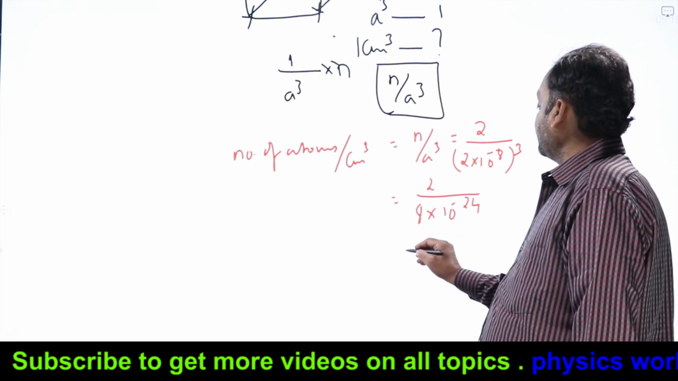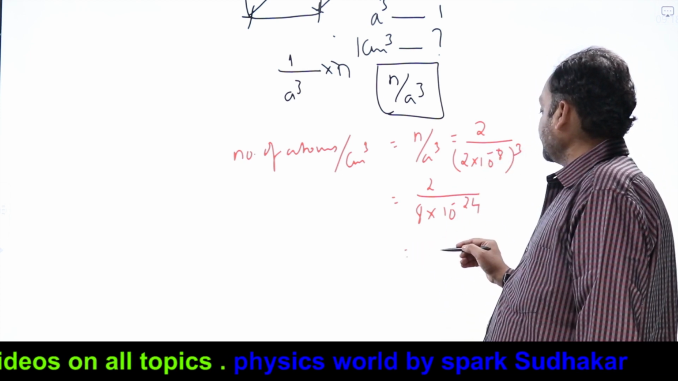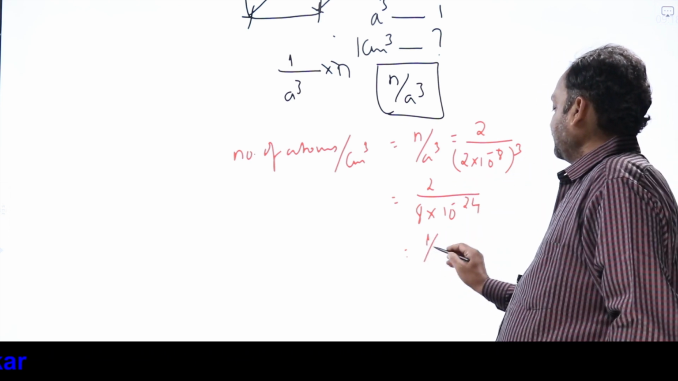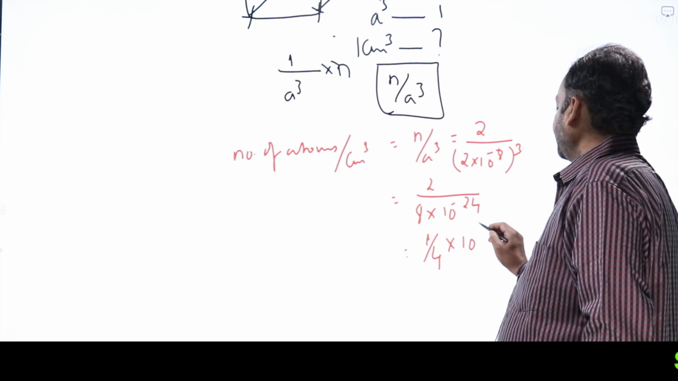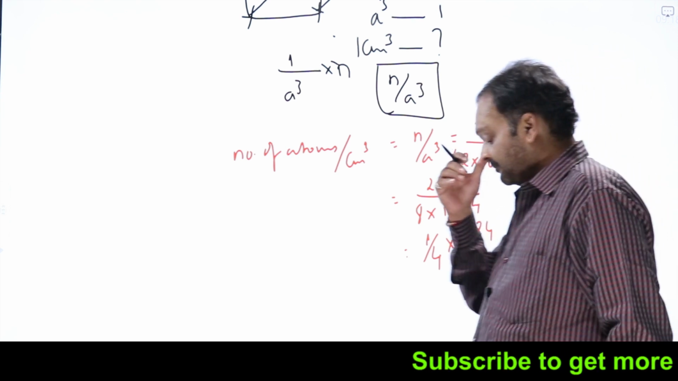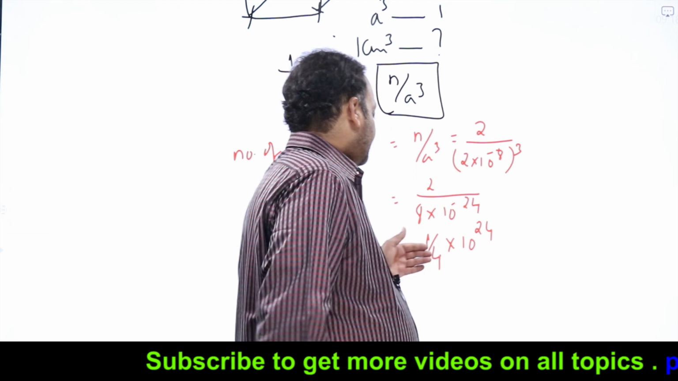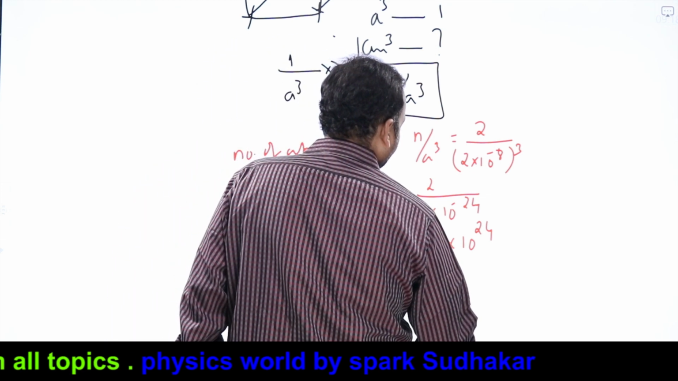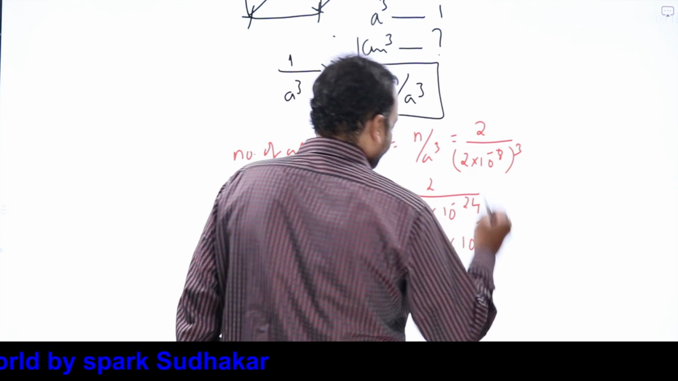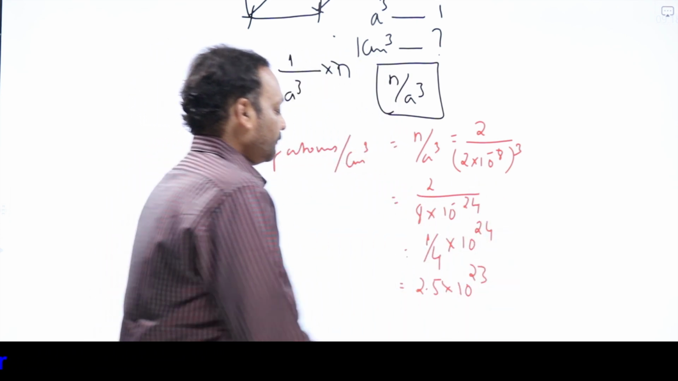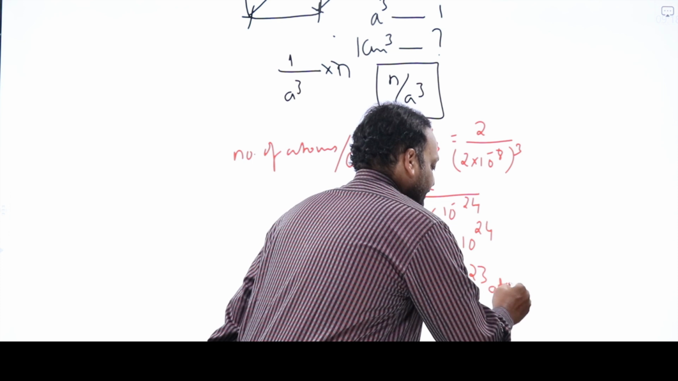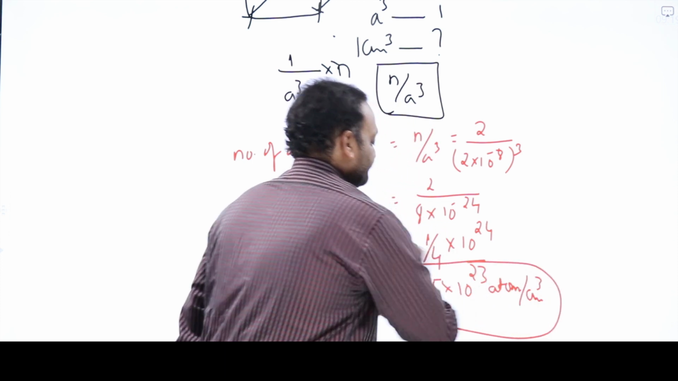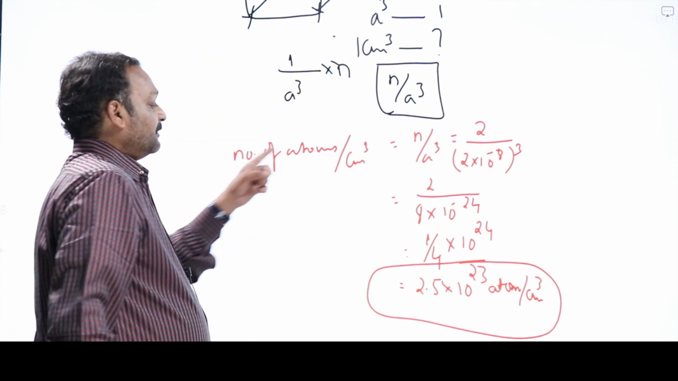That is equal to 10 to the power minus 24 goes up and becomes plus 24. 2 by 8 is nothing but 1 by 4. 1 by 4 into 10 to the power 24 atoms per centimeter cube. Okay, 1 by 4 is nothing but 0.25, or I'll write it as 2.5 into 10 to the power 23 atoms per centimeter cube. This is the number of atoms per centimeter cube.